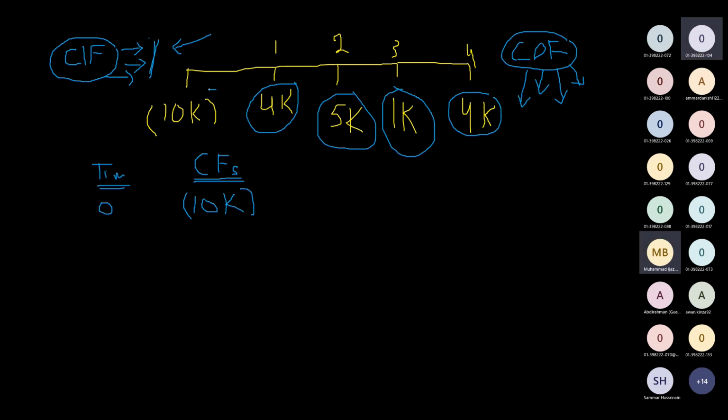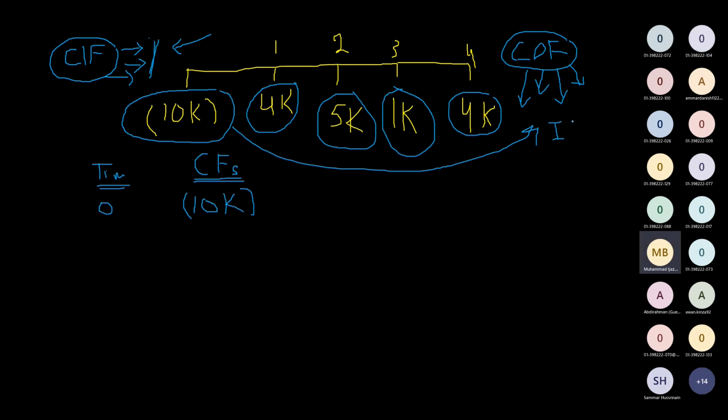The first cash outflow, in our example, is 10,000. This first cash outflow is called the initial cash outflow, ICOF. Is it clear? Yes, sir. This is initial cash outflow. Okay. Now, initial cash outflow is the investment. It is the principal amount. It is the capital that is required to start the business, right?